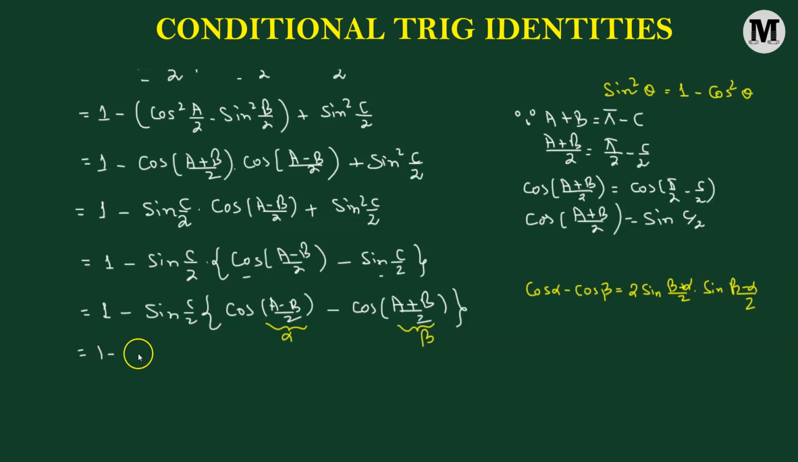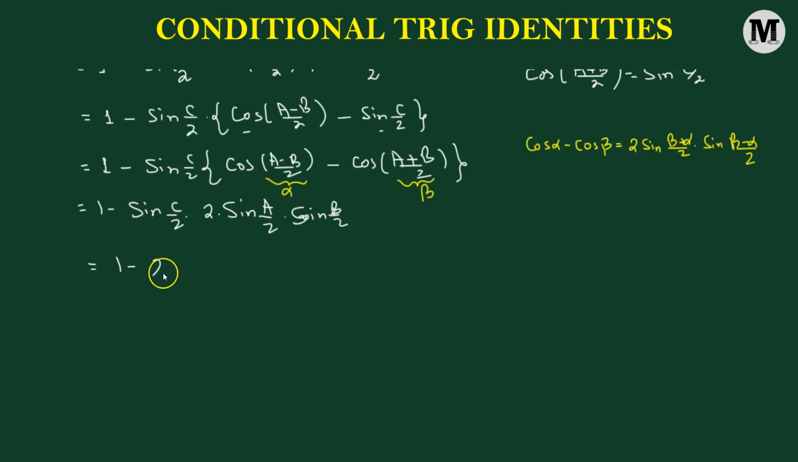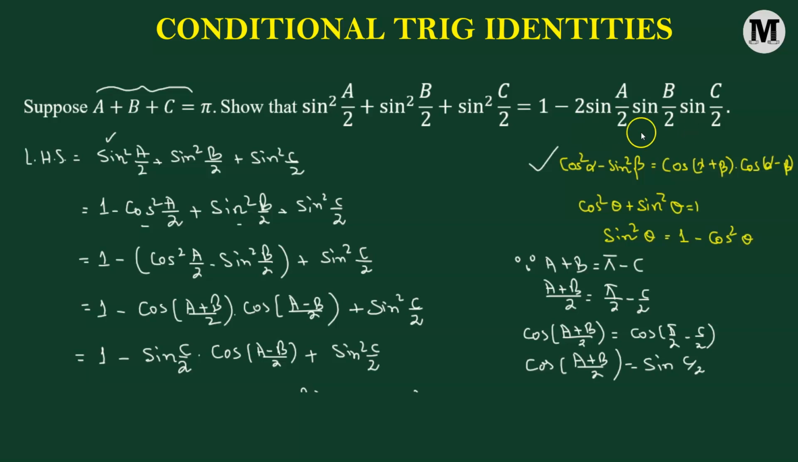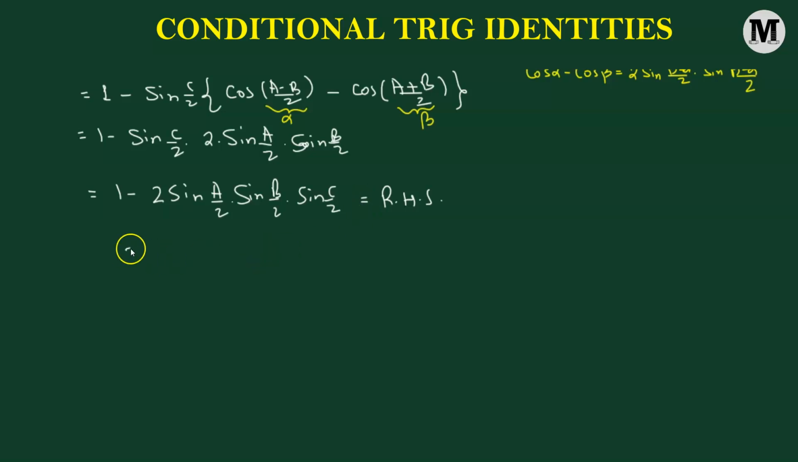That is going to give us 1 minus sine c over 2 multiplied by 2 times sine a over 2 times sine b over 2. So finally what we get is 1 minus 2 times the product of sine a over 2, sine b over 2 and sine c over 2, which is exactly the expression on the right hand side. Let's verify it once more. We needed 1 minus 2 times the product of sine a over 2, sine b over 2 and sine c over 2, and that's exactly what we have obtained. So we can finally say that the left hand side equals the right hand side, hence proved.